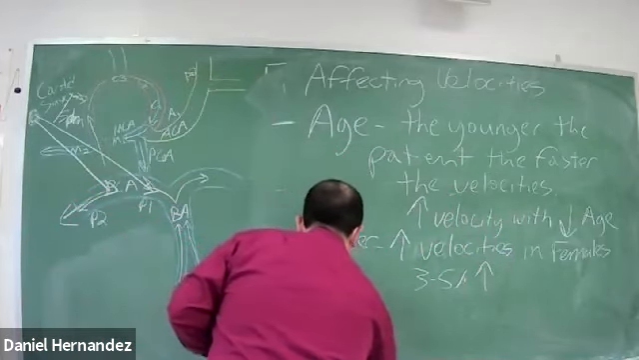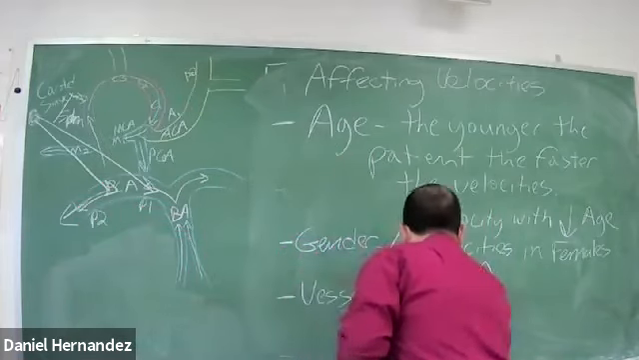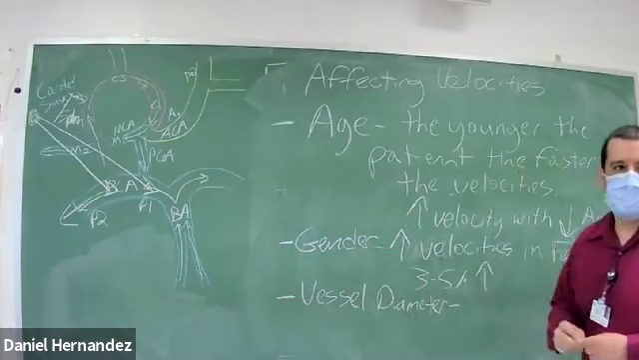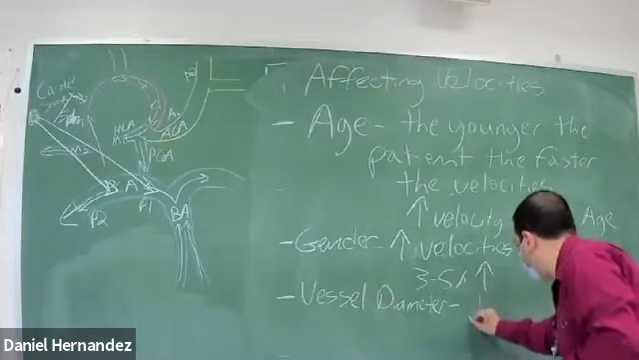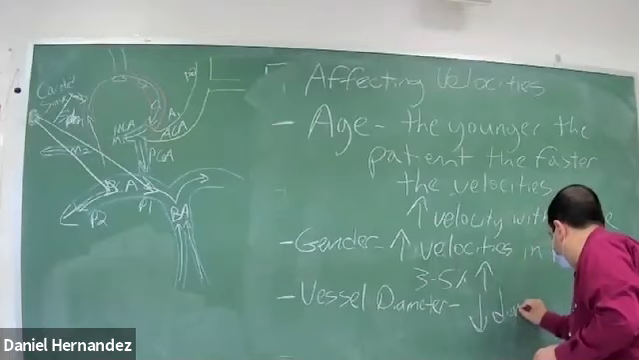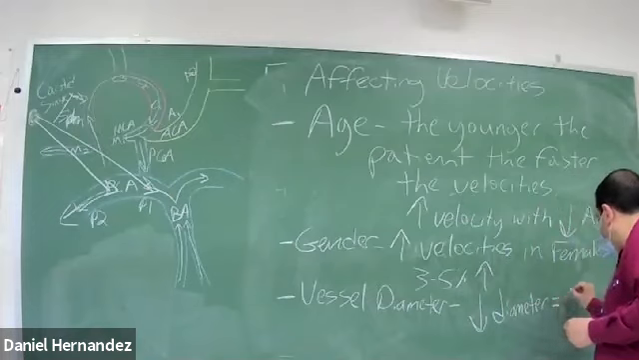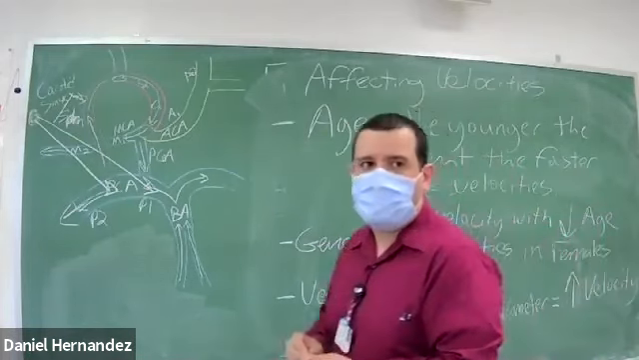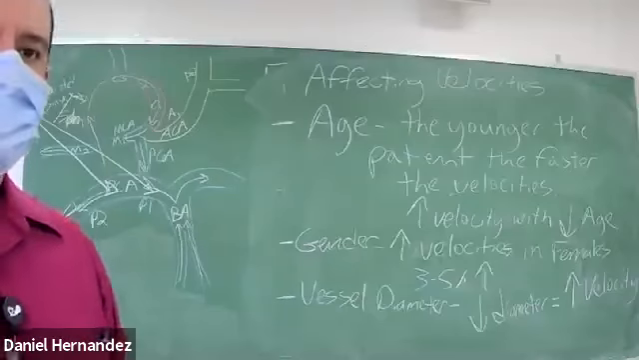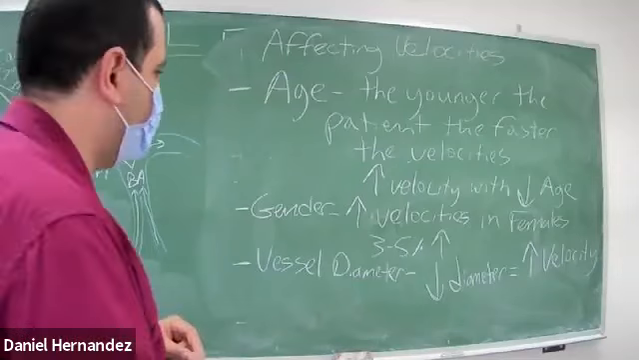Vessel diameter is another thing that can affect velocity. Decreasing diameter equals increasing velocity. So the smaller the vessel, the faster the velocity. Think of it as a stenosis or a narrowing of that vessel.